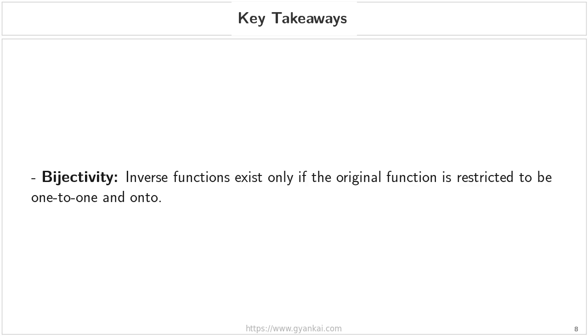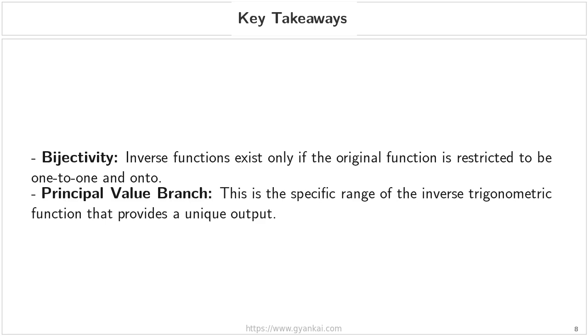Key takeaways. Now that we have covered the theory, the examples, and the common pitfalls, let's wrap up this session with the key takeaways from this lesson. First, let's revisit the concept of bijectivity. As we discussed at the very beginning, a function can only have an inverse if it is bijective, which means it must be both one-to-one and onto. Since trigonometric functions are naturally periodic and repeat their values, we must restrict their domains to a specific interval to satisfy this condition. Secondly, remember the principal value branch.